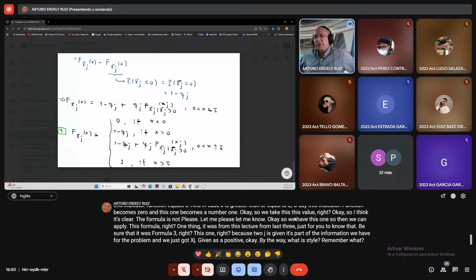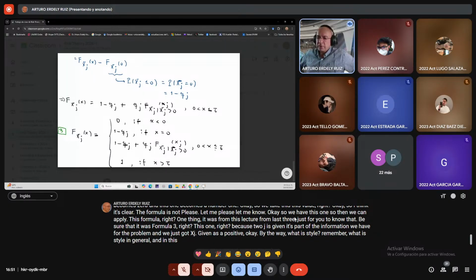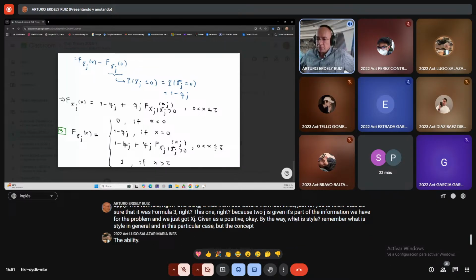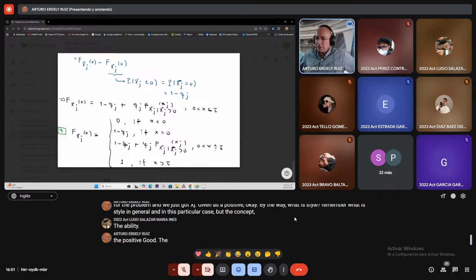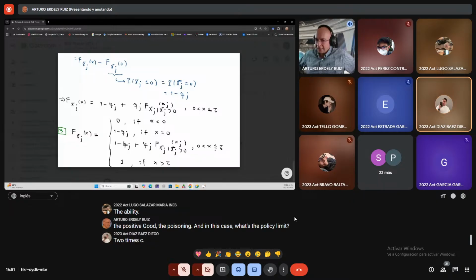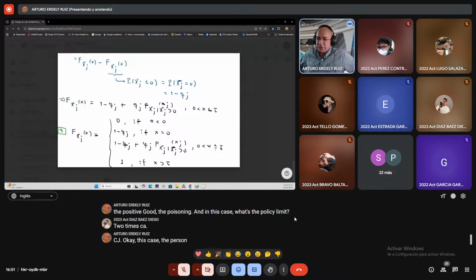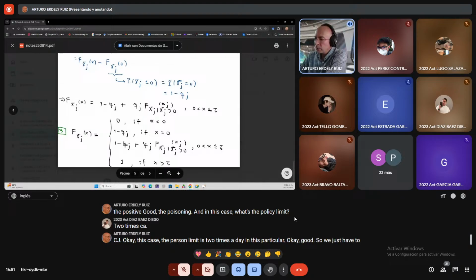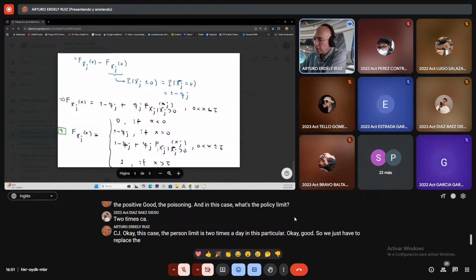Remember what is tau in general and in this particular case? The concept, the policy limit. Good, the policy limit. And in this case, what's the policy limit? 2 times Cj, okay. In this case, the policy limit is 2 times Cj. Okay, good. So we just have to replace this formula we just had here.